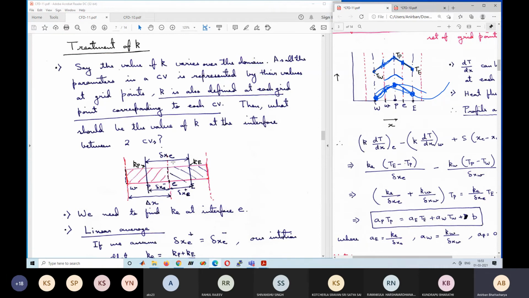The distance between these 2 grid points is delta xe. The distance from the P grid point to the interface, let us call this delta xe minus, and the distance from the interface to the E grid point, let us call this delta xe plus. So delta xe minus and delta xe plus together equal delta xe. Say the conductivity is defined: for the P control volume it is Kp, defined at point P, and for the E control volume it is Ke, defined at point E.